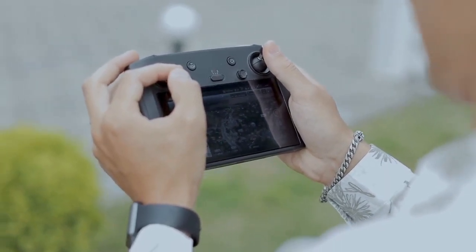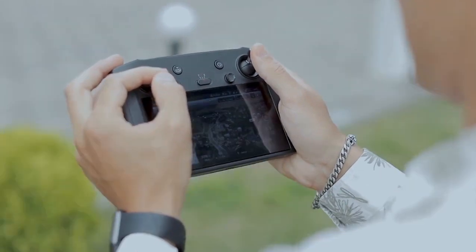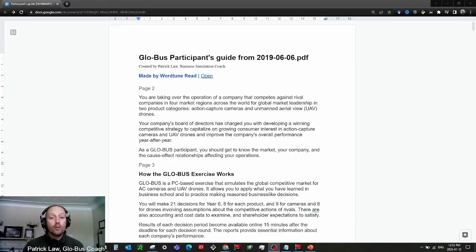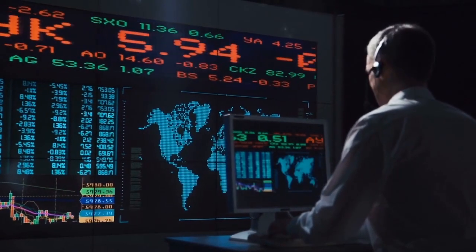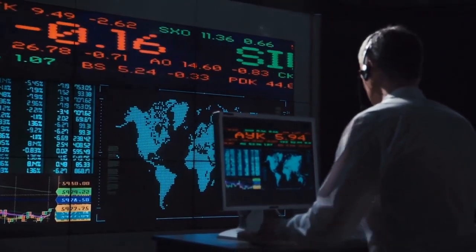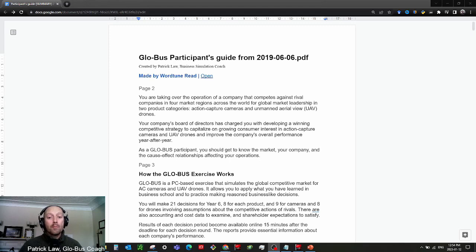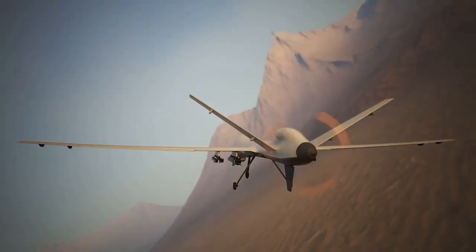You are taking over the operation of a company that competes against rival companies in 4 market regions across the world for global market leadership in 2 product categories: action capture cameras and unmanned aerial view UAV drones. Your company's board of directors has charged you with developing a winning competitive strategy to capitalize on growing consumer interest in action capture cameras and UAV drones and improve the company's overall performance year after year. As a Globus participant, you should get to know the market, your company, and the cause-effect relationships affecting your operations.